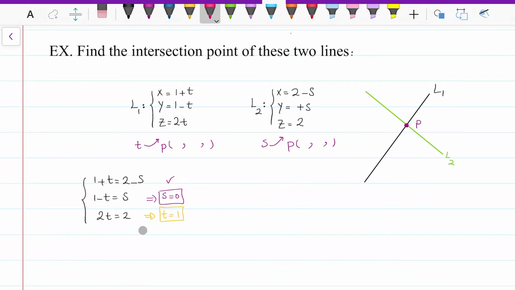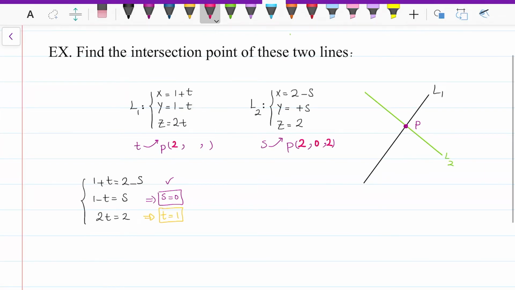Now let me plug in s equals 0 in here. So when s is 0, x is 2. When s is 0, y is 0. And z always equals 2. Let me see. When t equals 1, I get 2. When t equals 1, I get 0, and when t equals 1, I get 2.